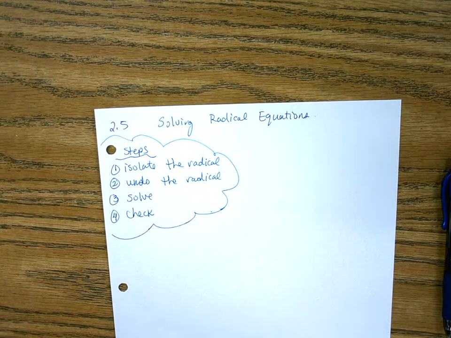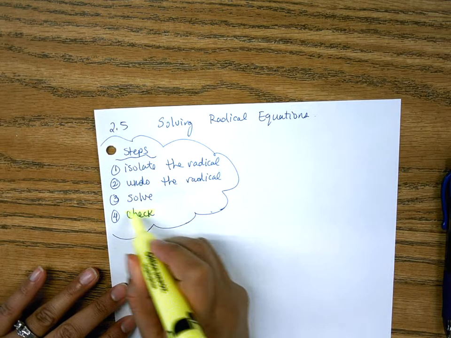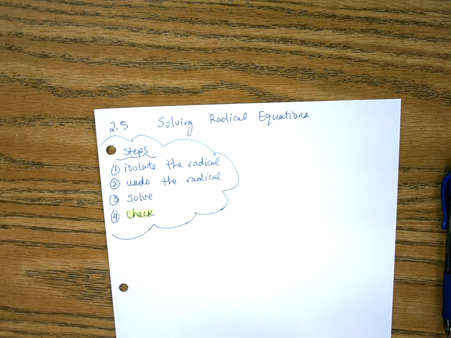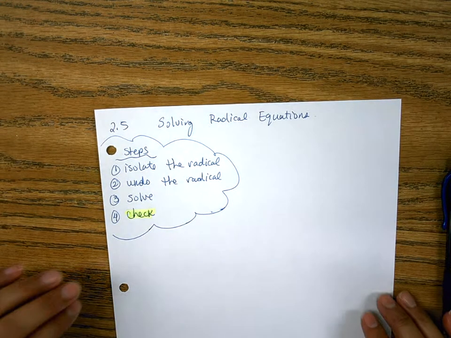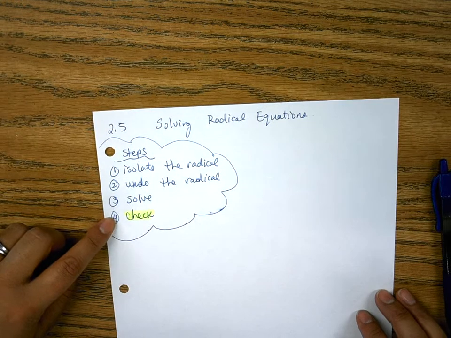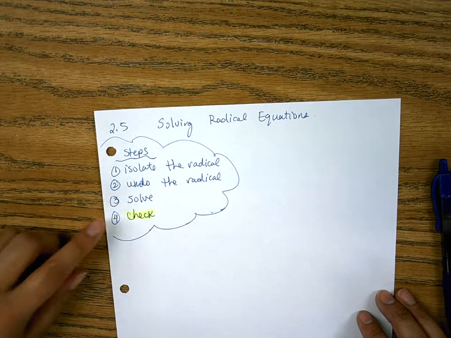I am going to highlight the check because that's a step that most kids feel like, I don't need to do it. I know I did it right. I'm 100% I did it right. I'm that smart. I'm that good. I don't need to check my work. This check is not to check your work. It's to check for extraneous solutions because it does happen.